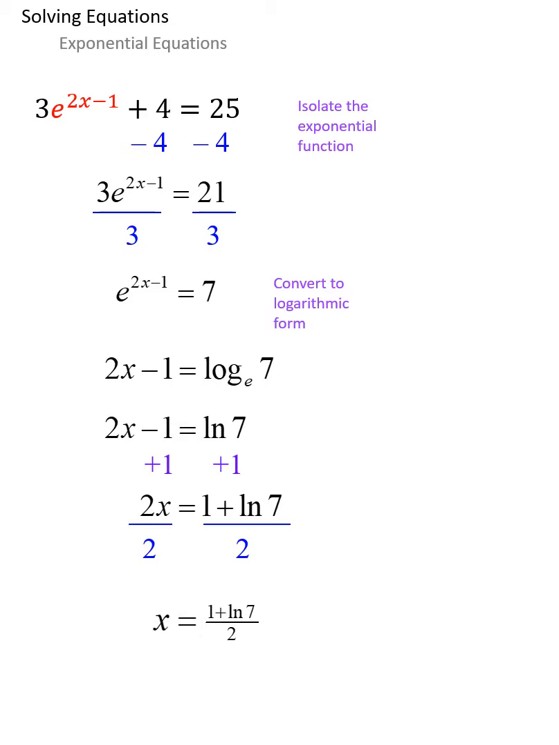And I now have x isolated. As far as simplifiability goes, is this simplifiable? Not really, because the natural log of 7 can't be simplified without a calculator. Therefore, there's not really anything else I can do. So in most algebra classes, we leave this as the answer for x, as opposed to turning it into decimal format, which we could do if we were so inclined.